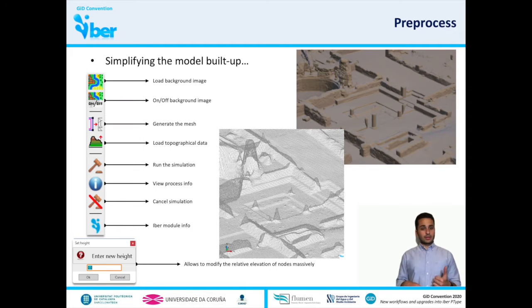First of all, in the pre-process, one of the latest implementations was to include a new toolbar that looks for simplifying all of the workflow. The user has shortcuts to functions such as load background image, show or hide the background image, generate the mesh in the established conditions, load the topography, launch or cancel the calculation, and see the general information of the model or the Iber version information. Additionally, a function that allows the user to modify the topography manually is also included.